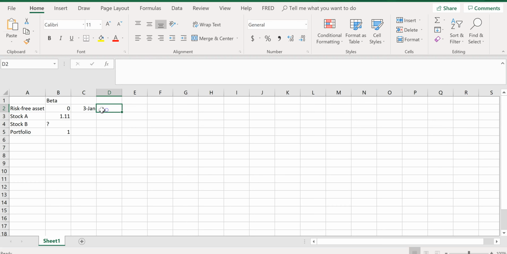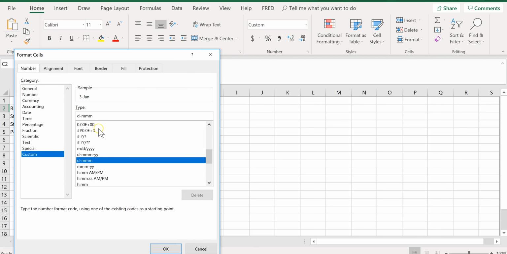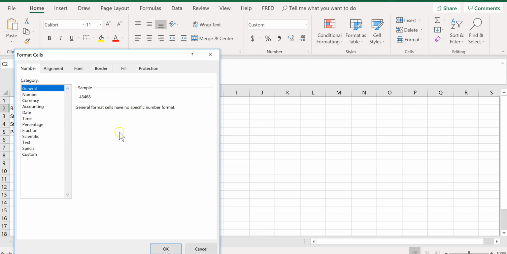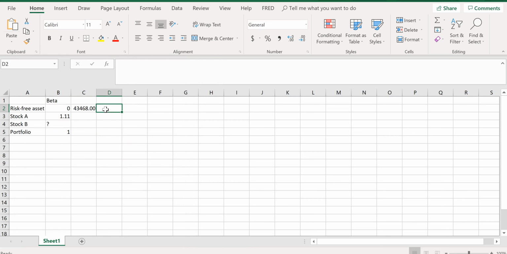I need to change the format so it is not a date. Otherwise, Excel will assume this to be a date, which is not the case. So just the number. Okay, so now let me pull this down. This is the weight.